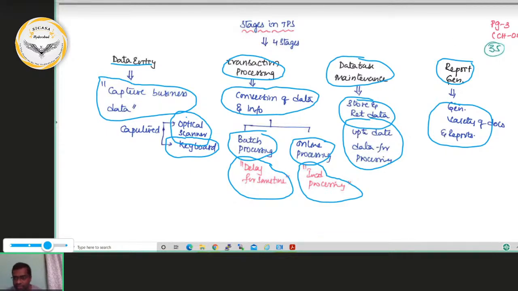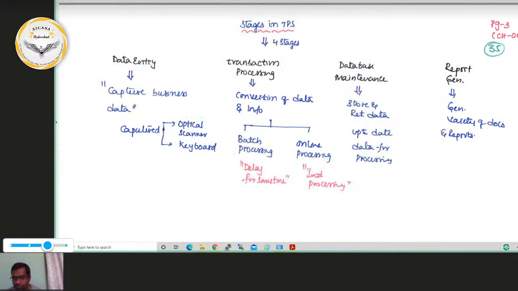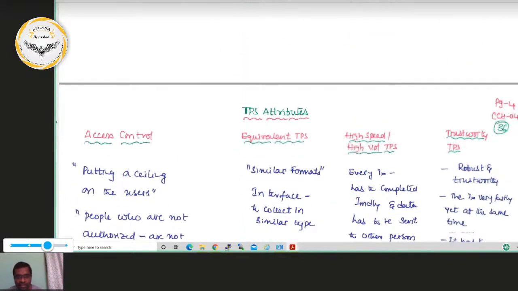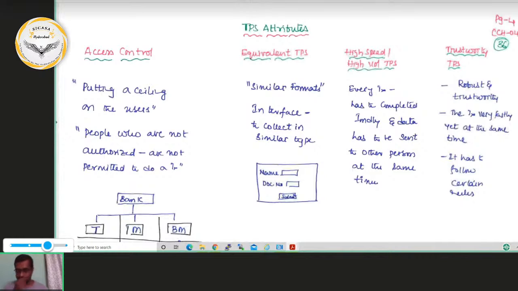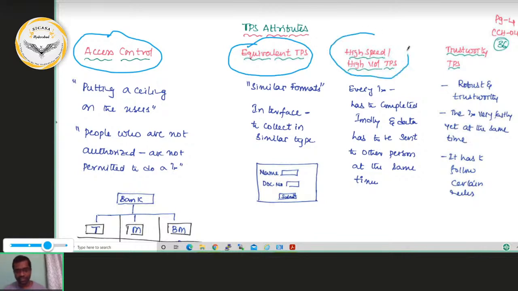After that, we have TPS attributes. So how many attributes do we have? We have 4 attributes. First one is access control. Second is equivalent TPS. Third one is high speed, high volume TPS. And last one is trustworthy TPS.